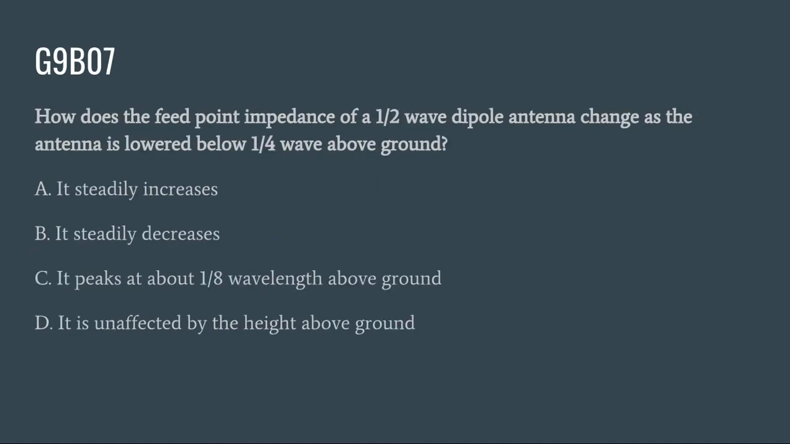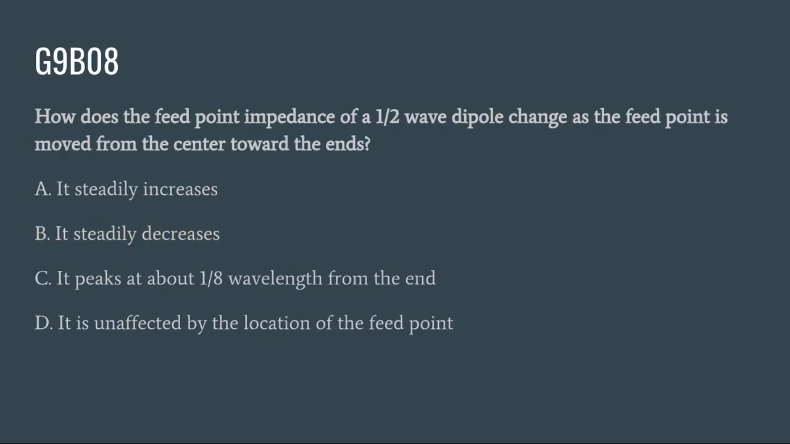G9B07, how does the feed point impedance of a half-wave dipole antenna change as the antenna is lowered below 1/4 wave above ground? A, it steadily increases. B, it steadily decreases. C, it peaks at about 1/8 wavelengths above ground. Or D, it is unaffected by the height above ground. Correct answer B, it steadily decreases.